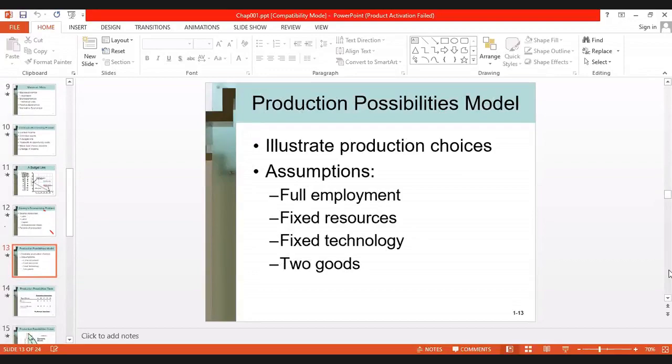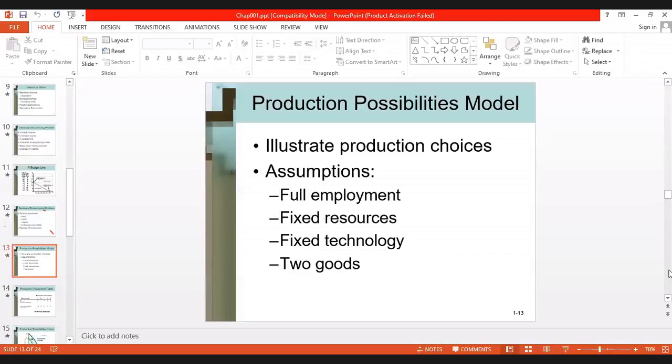We can show the problem society faces with the production possibility model. Earlier we saw the individual consumer's problem shown by the budget line. Now we can show the problem society faces by the production possibility model, or production possibility curve. To show this, we have to make assumptions. First, full employment.